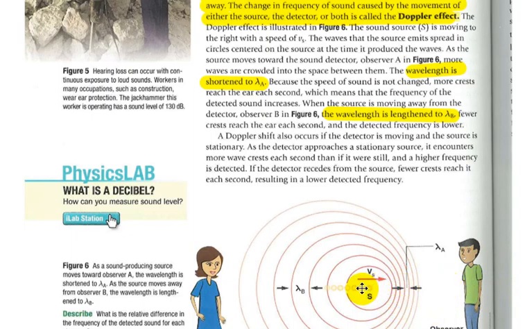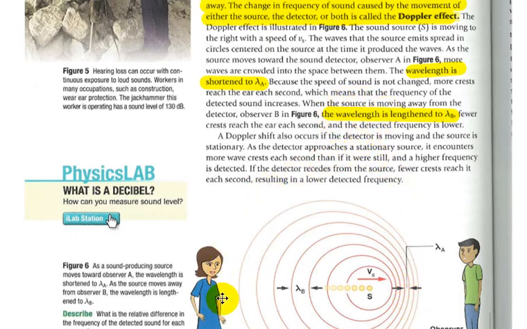So we're making waves, but if we're moving in one particular direction, those waves get bunched up. More waves are crowded up, and the wavelength, you can see here, the distance between crests, becomes smaller and smaller. Because the speed of sound is not changed, more crests reach the ear per second, which means that the frequency of the detected sound increases. So this person will hear a higher frequency sound because higher frequency waves are reaching.